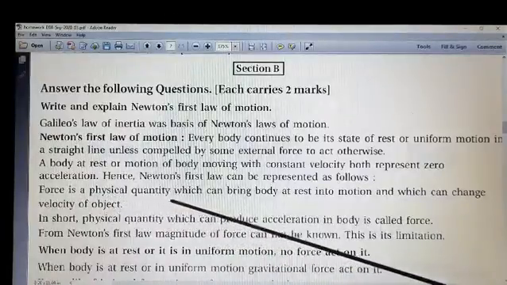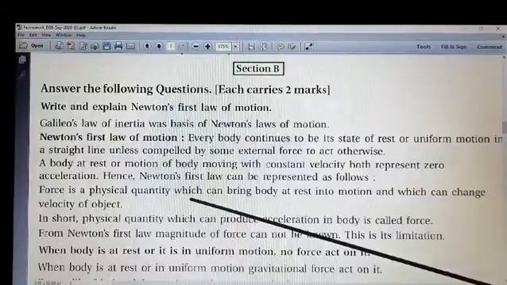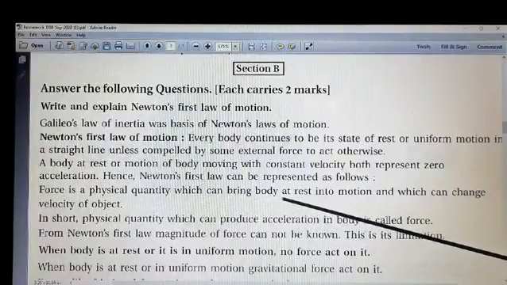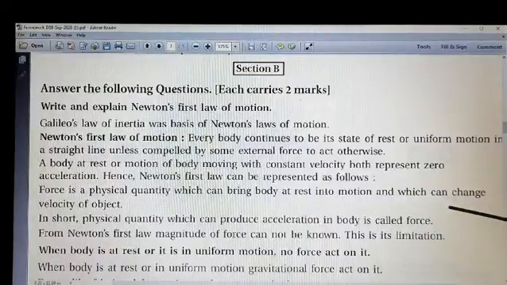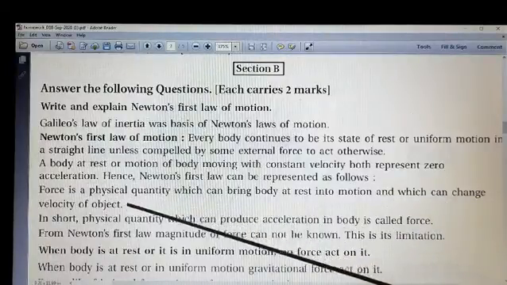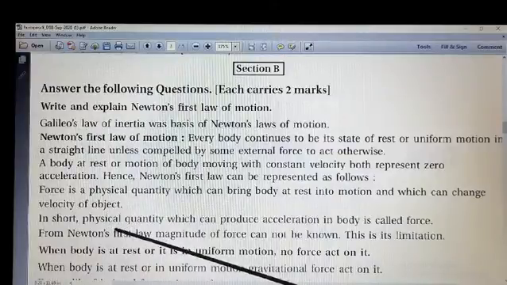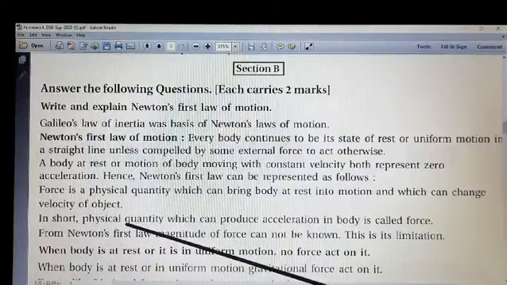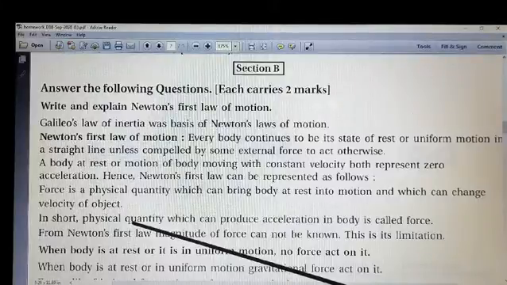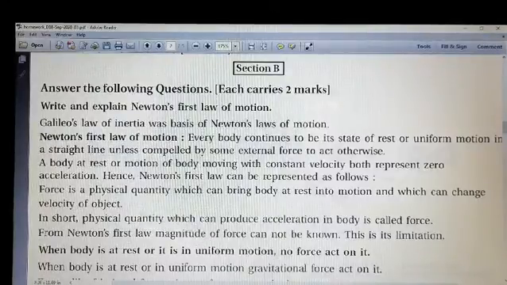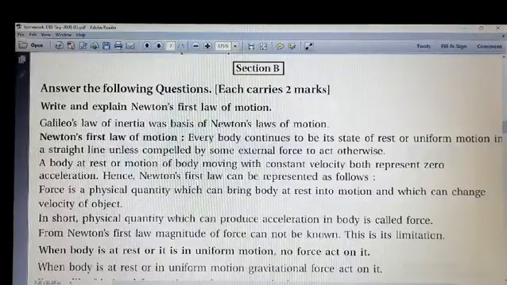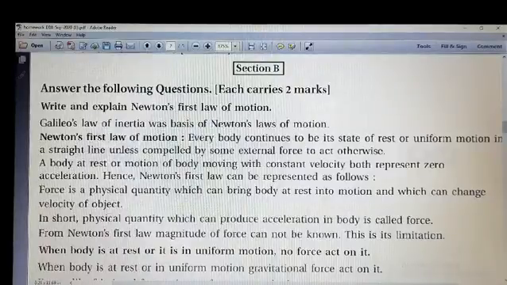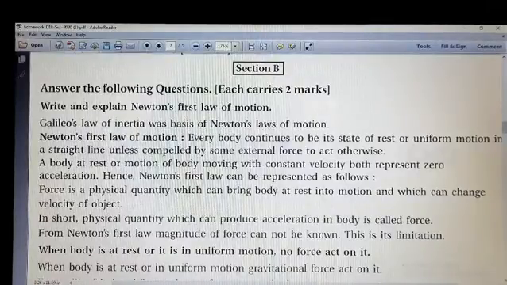Force is a physical quantity which can bring a body at rest into motion and which can change the velocity of an object. In short, the physical quantity which can produce acceleration in a body is called force. From Newton's first law, the magnitude of force cannot be known. This is its limitation.